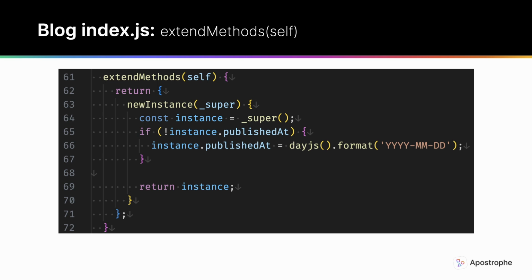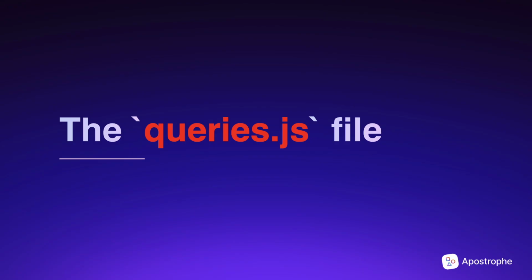Finishing off the index.js file is an extendMethods configuration function. The new instance method is the function that creates a new document when you save your piece. In this case, it checks that the new piece has a published at field, and if not, it adds one with the current date. To reiterate, the filters configuration object can take either an existing schema field name or a custom query builder to filter pieces.